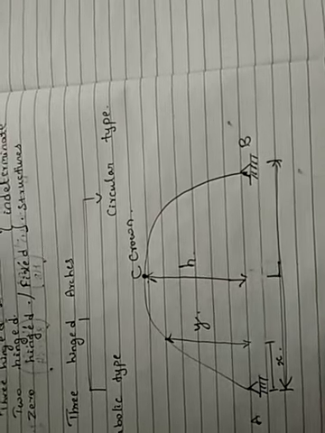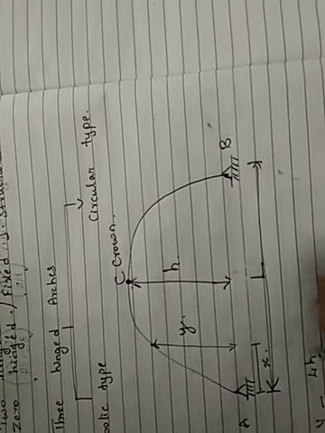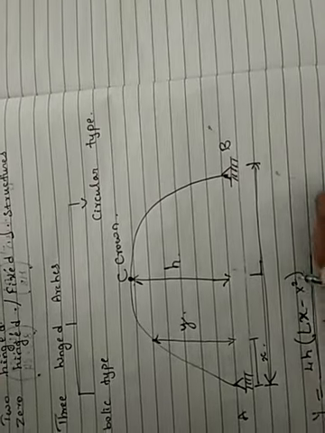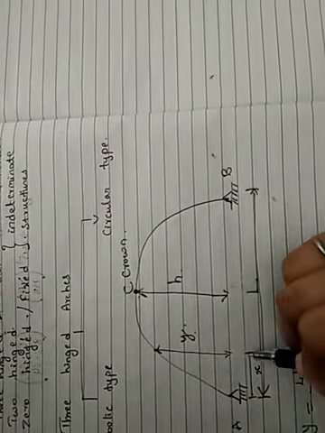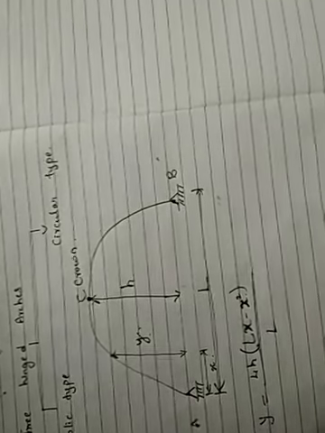Now to calculate this y in the parabolic method, we have y equals 4h times (Lx minus x square) divided by L square. From the figure you can see what L, h and x are: L is the span of the arch, h is the rise of the arch, and y is the height at a distance x from the left support. So y equals 4h (Lx minus x square) by L square.